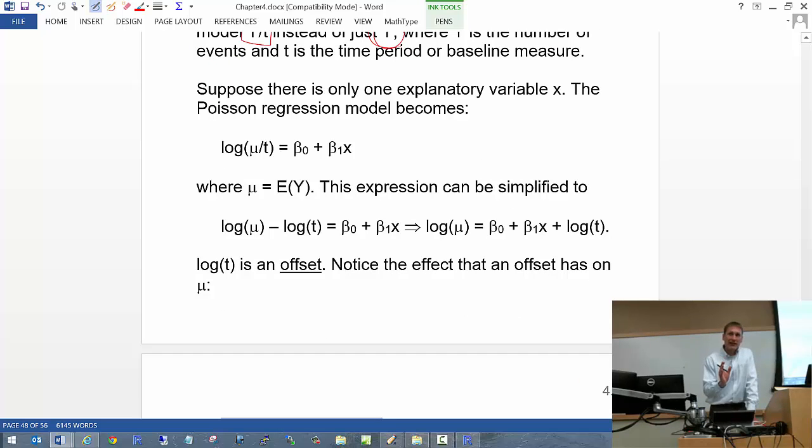Now t is a constant. This is not a random variable at all. And we would model it like this. The log of mu divided by t. So the expected value of y divided by t is mu divided by t. It's equal to beta 0 plus beta 1 times x if we only have one explanatory variable.